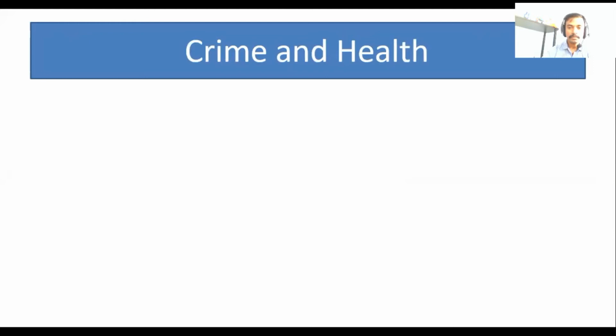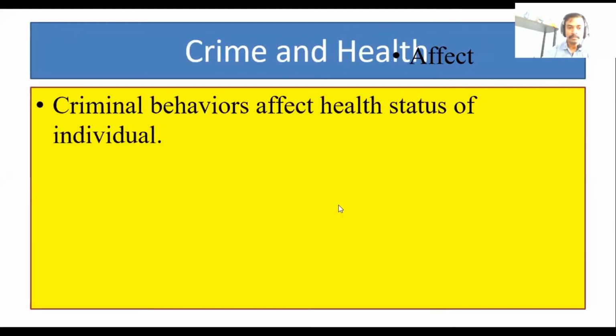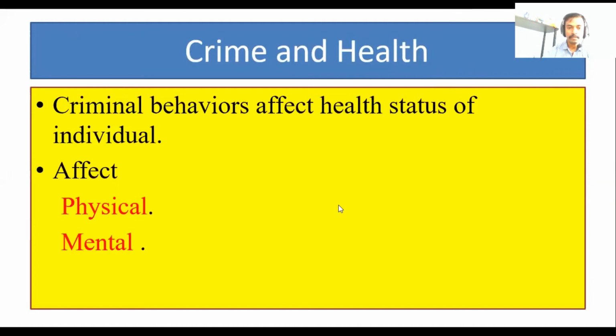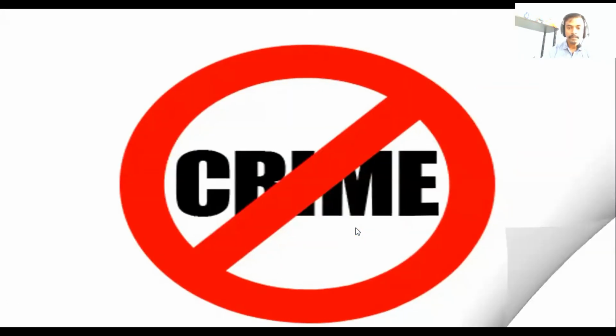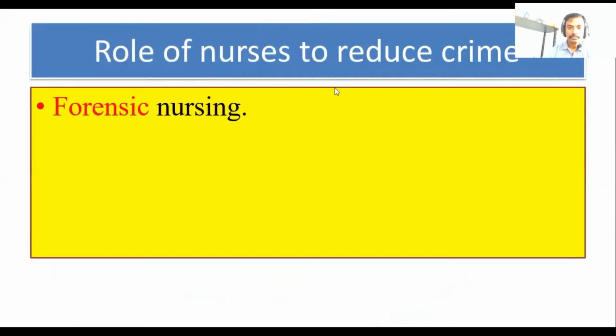Then crime and health. Crime always affects physical health, mental health and social well-being. Criminal behaviors should be prevented. The next is the role of the nurse to reduce crime. The nurse plays a fundamental role. One of the specialties in nursing is forensic nursing, which is the legal aspect of nursing.